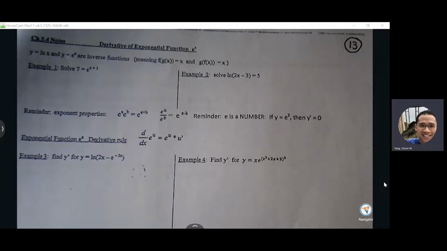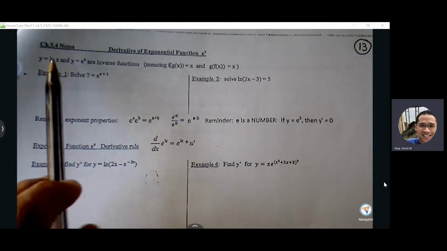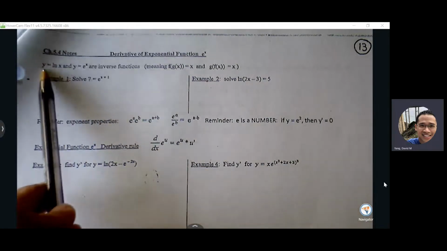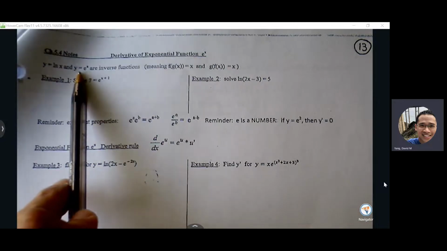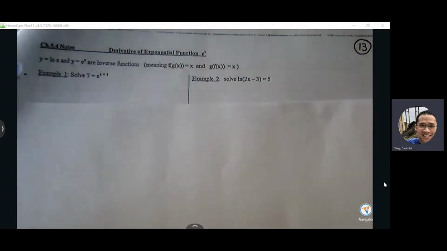Okay, let me talk about some relationship here between natural log and exponential function e to the x. We've done some work with natural log, and now we're going to talk about natural log's inverse function, which is exponential function e to the x. So I'm just going to put some notes here.